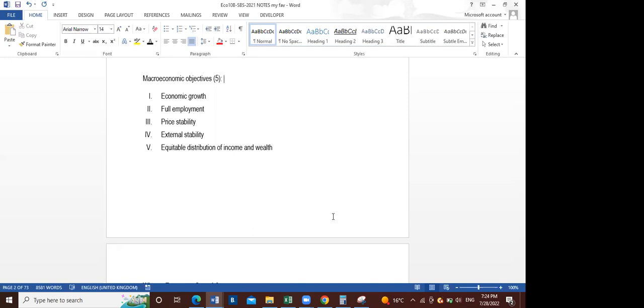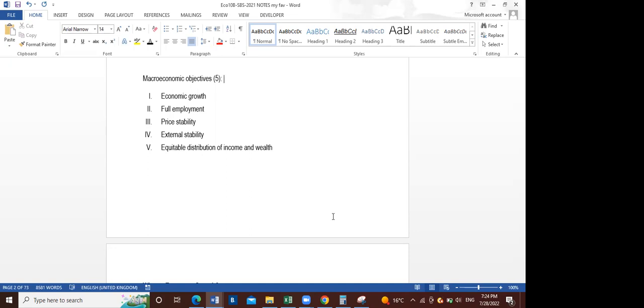All right. So we want to look at the first objective, which is economic growth. You need to understand all of these objectives. This is where your examination is starting. They can bring a question either within your assignment or within your exam: list the five macroeconomic objectives of an economy. So you need to be able to list these. First one is economic growth. Second one is full employment. Third one is price stability. Fourth one is external stability. Fifth one is equitable distribution of income and wealth.